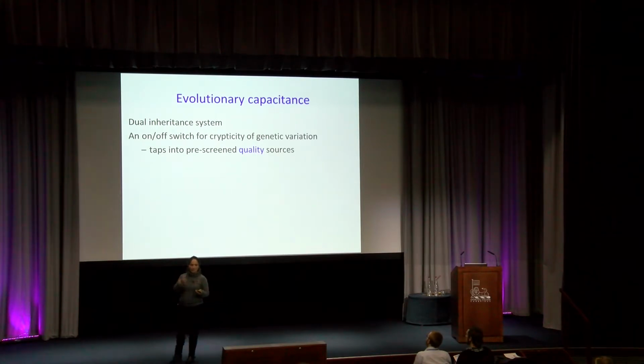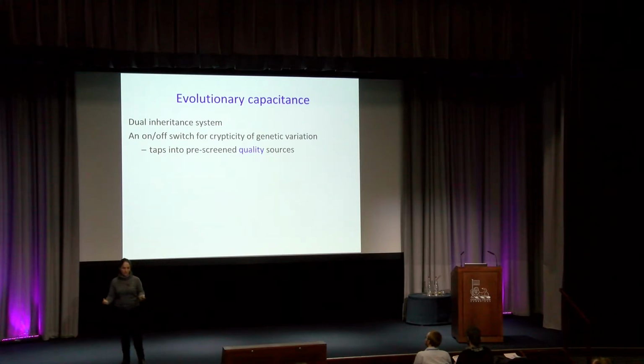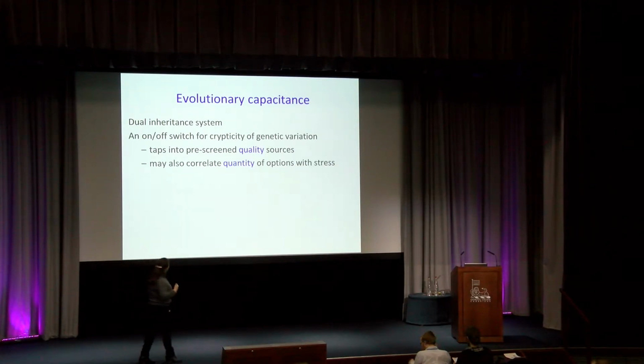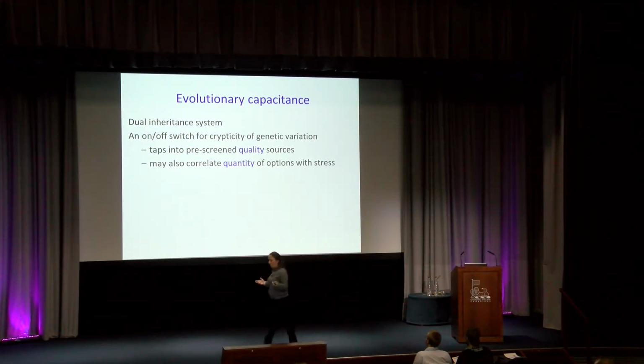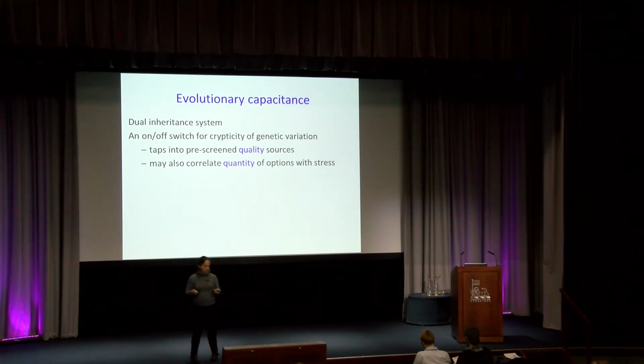And there are two advantages of doing this, and the one that's discussed so far is that the quality of the variation, these variants in the cryptic sequences, has had this history of selection, and therefore it's much more likely to be ready to go. And then there's also the fact that the switch can be stress-induced, and so it can correlate the quantity of genetic variants with the extent of the need for rapid adaptation. So on both quality and quantity grounds, the evolution of a pre-adapted stock is something to exploit.